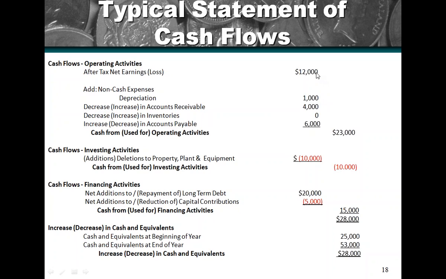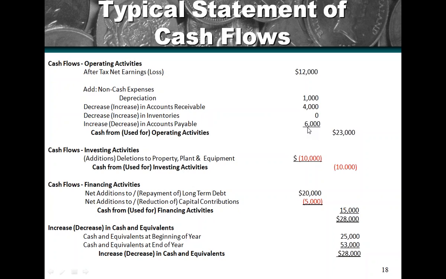So in this case, you started out the year with 25, you ended up the year with 53, therefore you increased your cash and cash equivalents by 28,000. When we speak of cash equivalents, we're talking about overnight securities or readily marketable securities, things like that. For our discussion, let's just call it cash. Now, we go up here, and there's the 28,000, and 23 came from operating activities. We reduced it by 10 from investing activities, and we got 15 from financing activities.